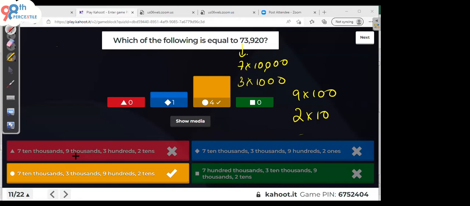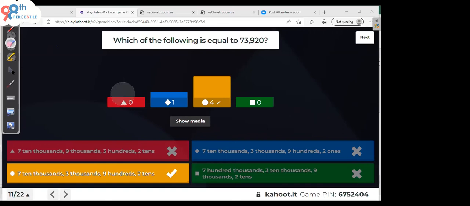So others are incorrect because there are other orders there. So you have to remember it is ones, tens, hundreds, then we have thousands, and then 10,000s. So this is a place value that you have to remember.